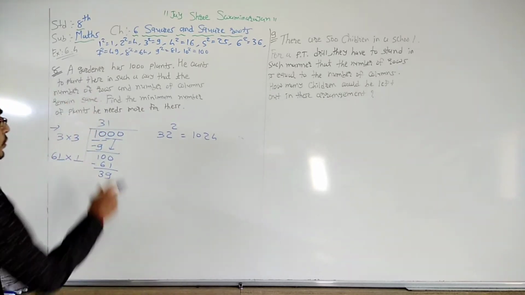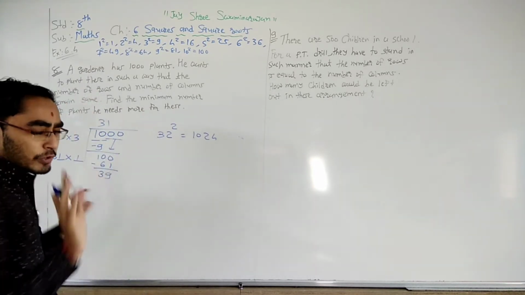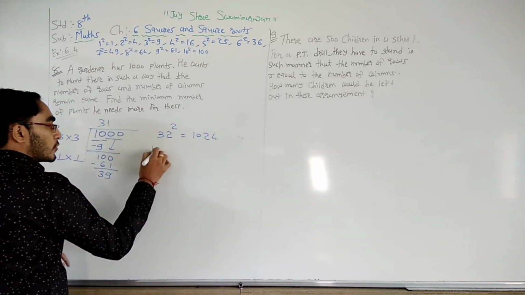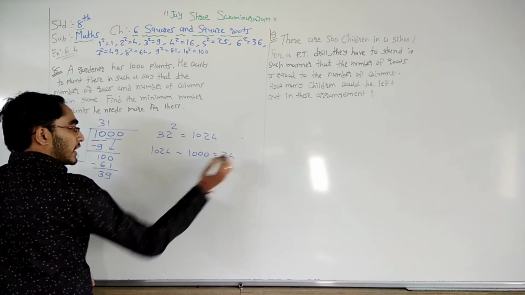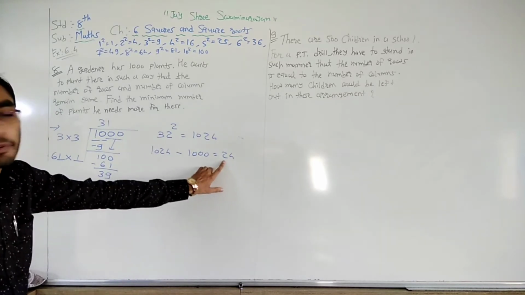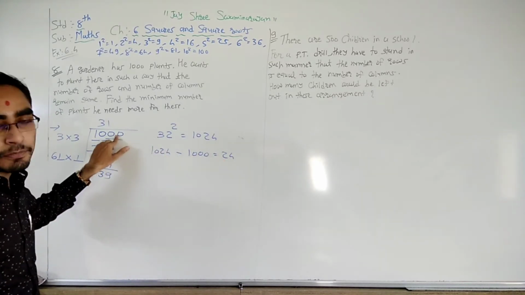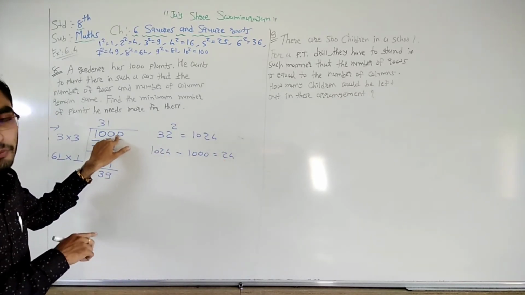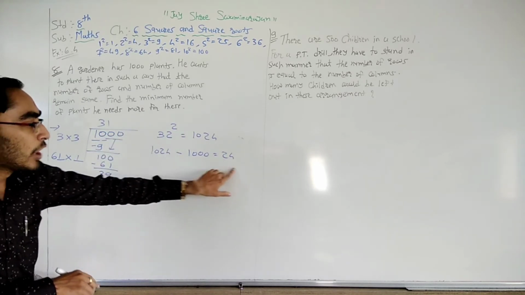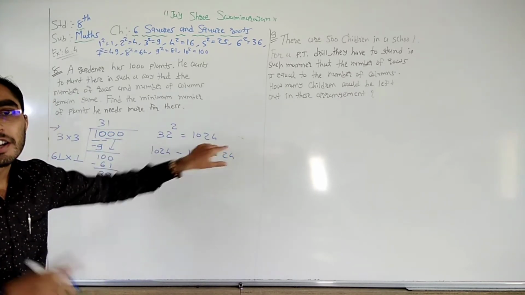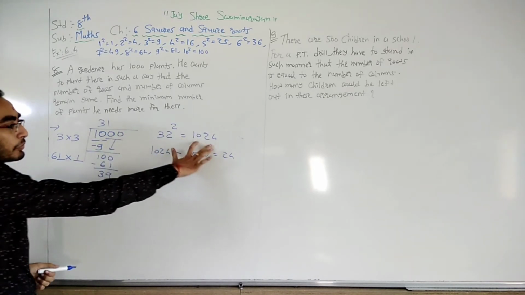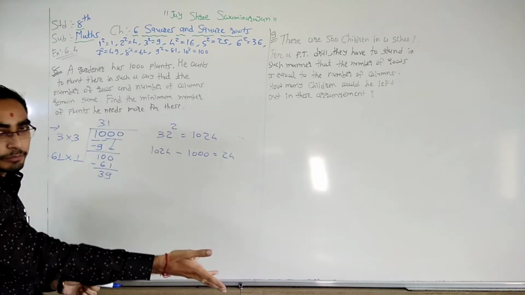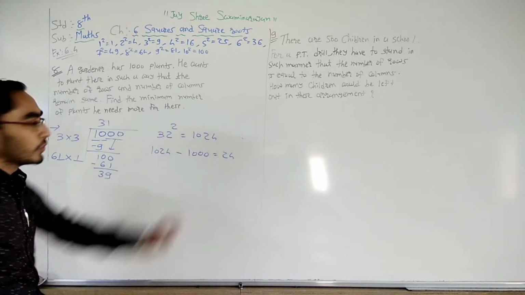So what we need to do? First of all, we find the difference. 1024 minus 1000 is 24. That means our answer is 24. If we add 24, then it becomes a perfect square number. So how many more plants do we want? 24 more plants, so it becomes 1024, a perfect square number. So here our answer is 24.